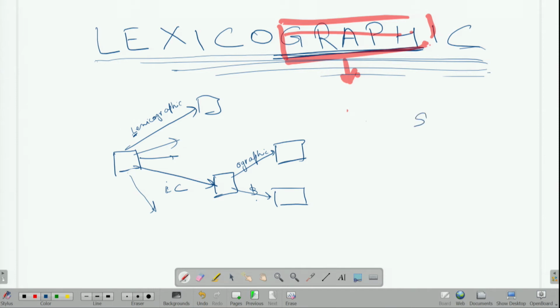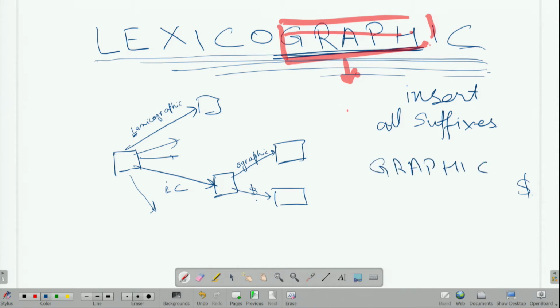So I'll insert all suffixes and then try to search for the $ sign. So if you have this suffix, you have graphic in your trie. So from the start, you have graphic in your trie, and you have a $ sign over here. But if you are searching and you want to match the substring graph, you can see graph and stop matching over here, because you have found the substring you're looking for.